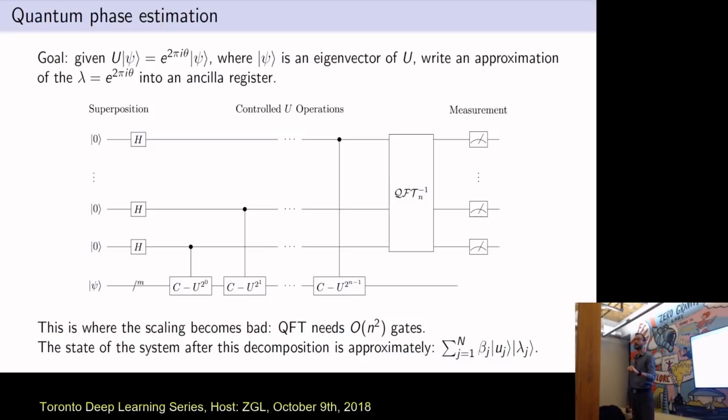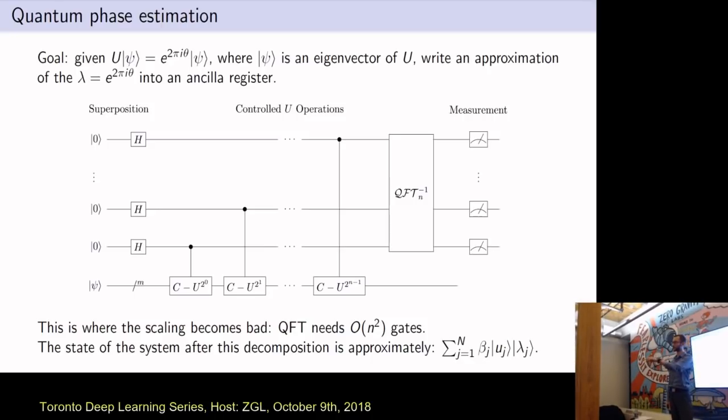I'm confused about it. You said that you tested this on IBM. They have only like 10 qubits. I'm getting to the experiments later. Don't rush ahead.